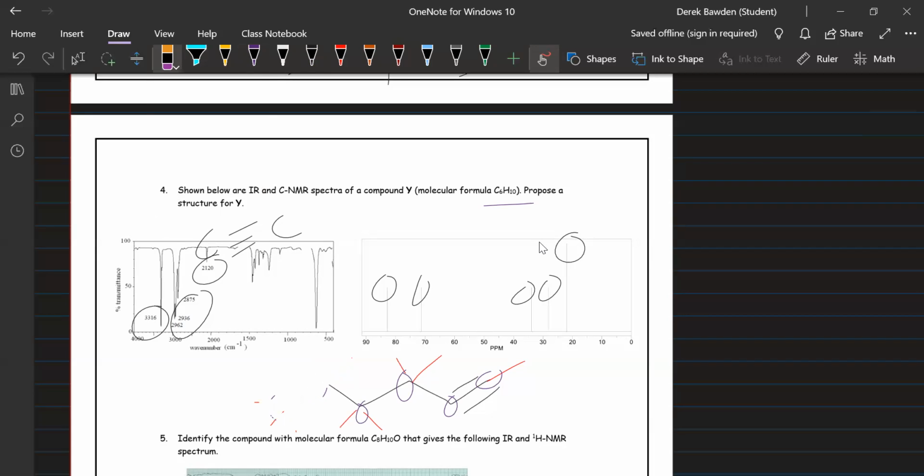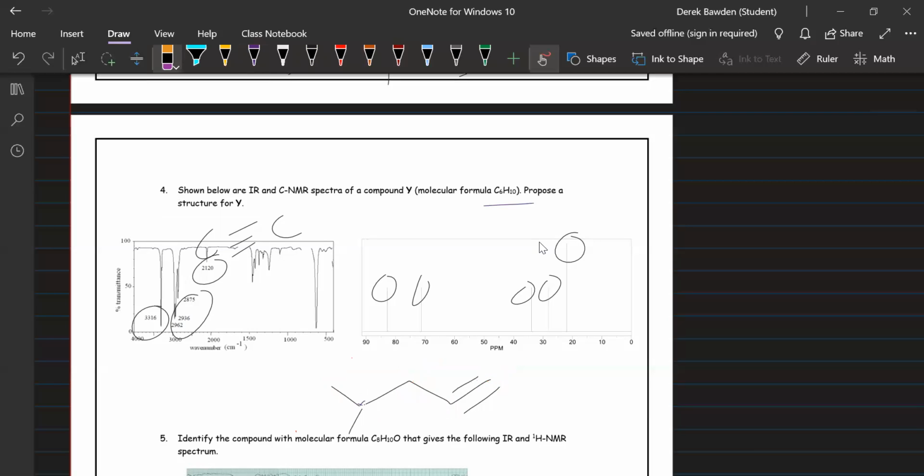Isopropyl, perfect. That's what I would recommend. Okay, so this will create these 2 signals to be identical. So 1, 2, 3, 4, 5. Okay, so that will be our molecule now. Any questions on how I got that?